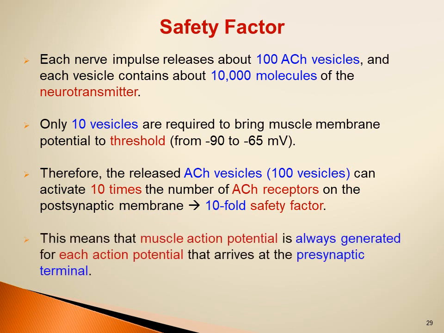This means that the muscle action potential is always generated for each action potential that arrives at the presynaptic membrane. So whenever an action potential arrives at the presynaptic membrane, the generated end plate potential will lead to an action potential in the surrounding skeletal muscle membrane.